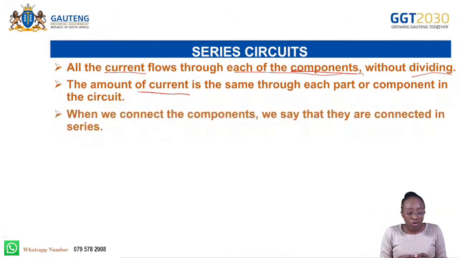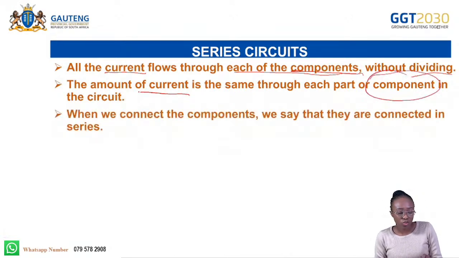So when we connect the components, we say they are connected in series because they are connected end to end, one after another, without any branches or any alternative pathway. And the current will be flowing through each and every component, and the amount of current that is flowing through each component is the same.